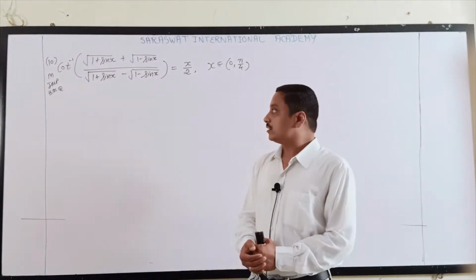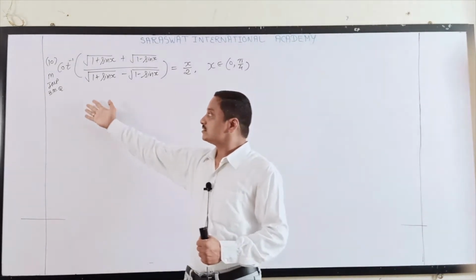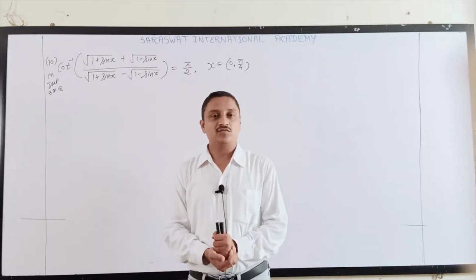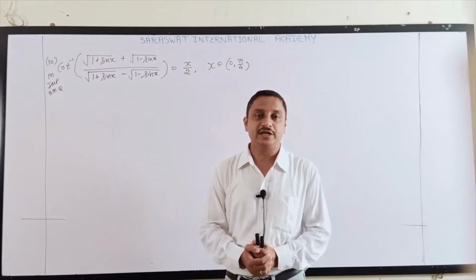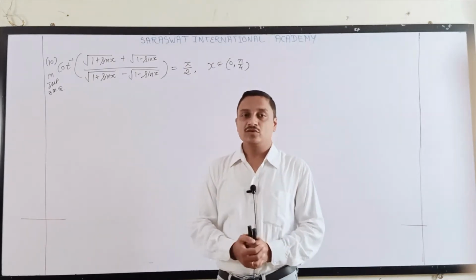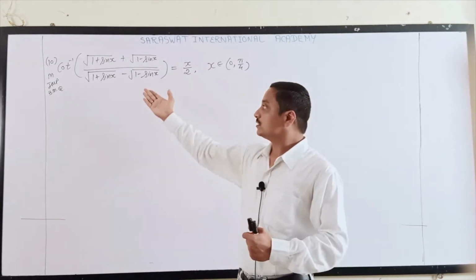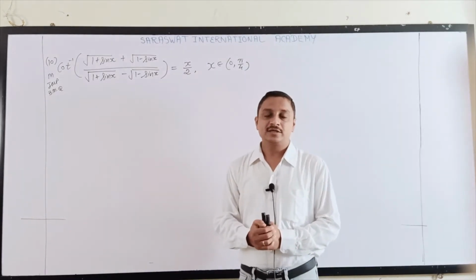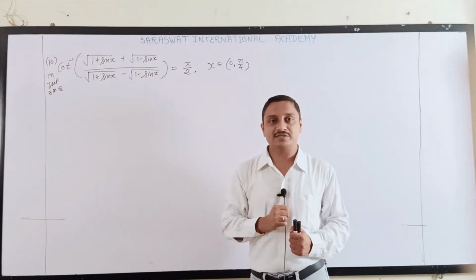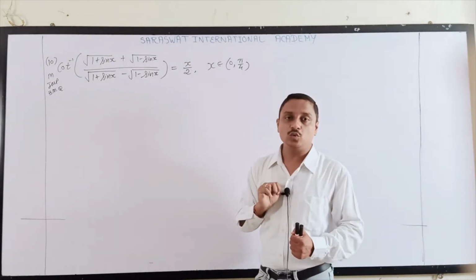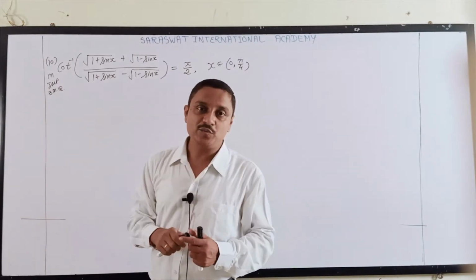Now students, I am going to question number 10. This numerical is very, very important for the final exam level. Many times this numerical is asked in exams, for 5 marks also, or 3 marks. See the question: cot inverse of (root of 1 plus sin x plus root of 1 minus sin x) over (root of 1 plus sin x minus root of 1 minus sin x), and the answer obtained is x by 2, in the condition x belongs to 0 to pi by 4.